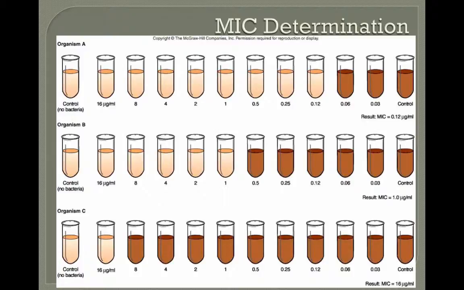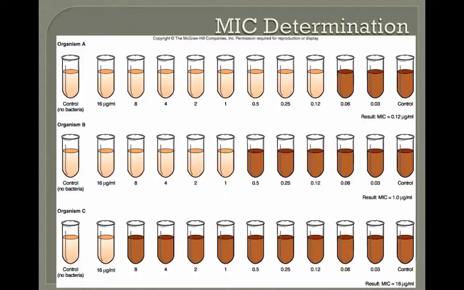8 micrograms is still a lot. 4 micrograms, still a lot. Is there growth in 16, 8, 4, 2, 1? What is the lowest concentration that you can see growth in? 0.5 for organism A. It's 0.06. So what would be the minimum inhibitory concentration of the drug that would prevent the growth of bacteria? 0.12. Now I know that the answer's right there. You can see it on there, right?